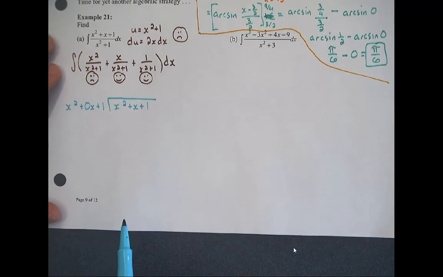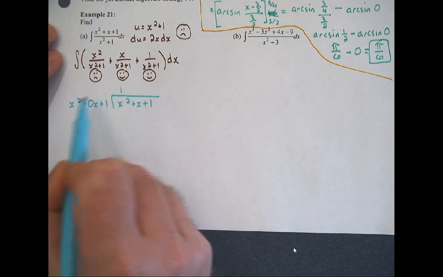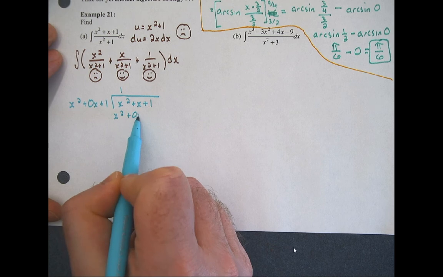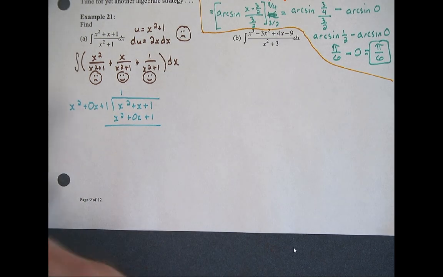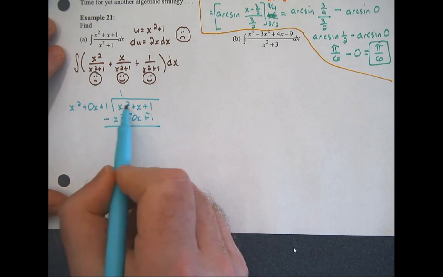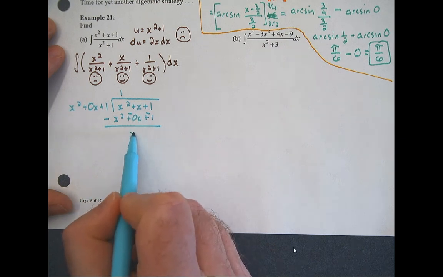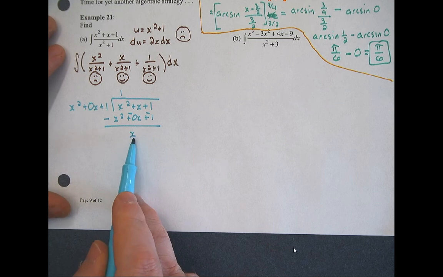And now we start to do some long division. X squared into x squared goes once. 1 times x squared is x squared. 1 times 0x is 0x. 1 times 1 is 1. Then I'm going to draw the line and switch the signs, negative, negative, negative. So x squared minus x squared is 0. X plus negative x is still x. And then 1 minus 1 is 0. So my remainder ends up being 0.